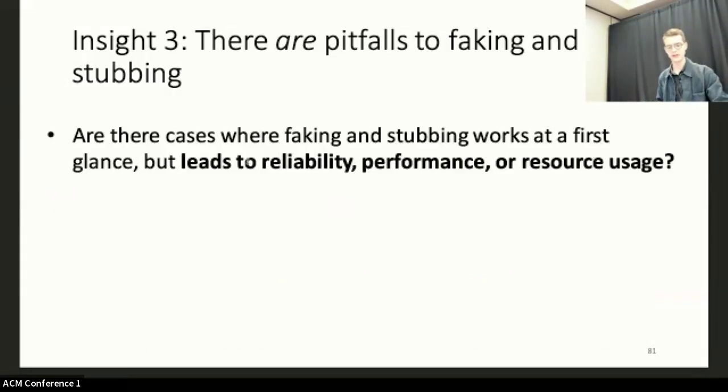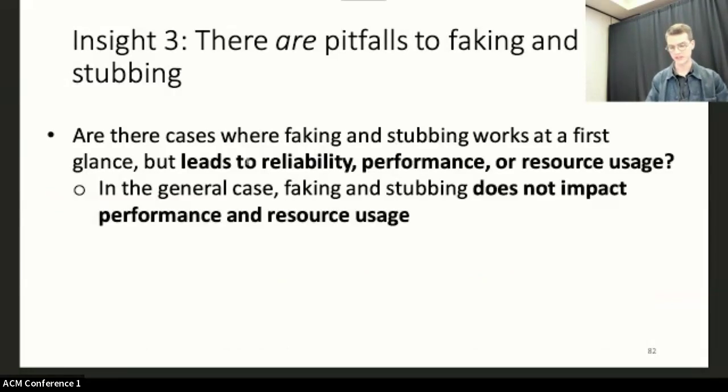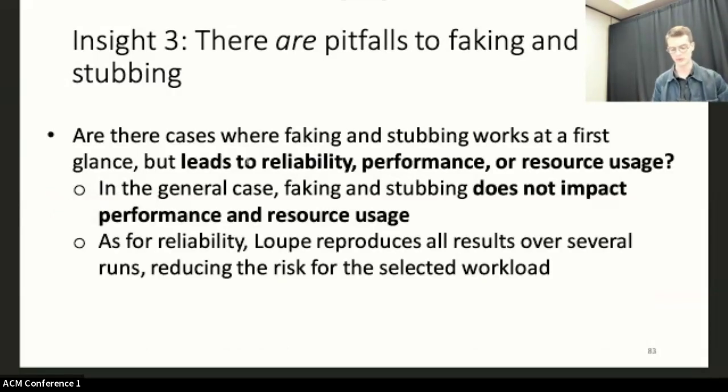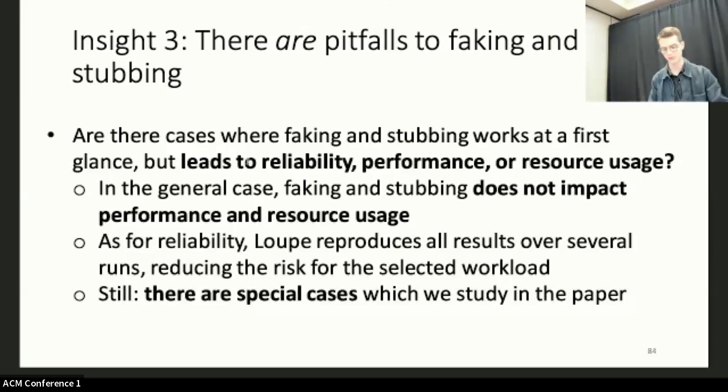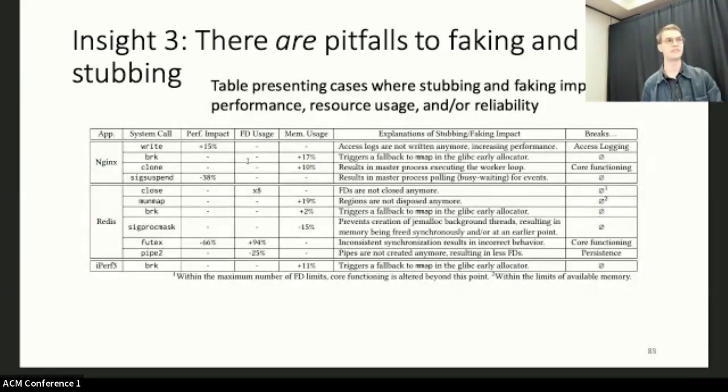Lastly, we also study when faking and stubbing is not okay and the potential pitfalls. In the general case, we find that stubbing and faking does not impact performance and resource usage. As for reliability, Loupe reproduces results over several runs, which is effective at weeding out stubbed or faked system calls that affect stability. Still, we show that there are important special cases and we study them. Here's a table presenting some of these special cases. I will go through two of them to illustrate, but we provide a much deeper discussion in the paper.